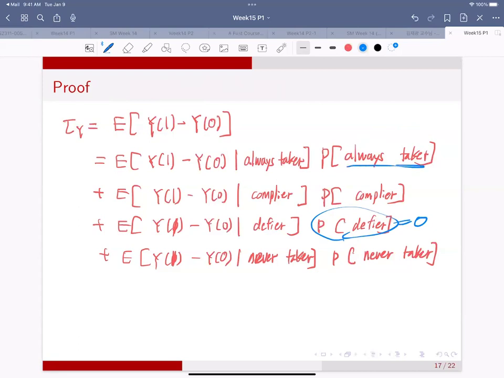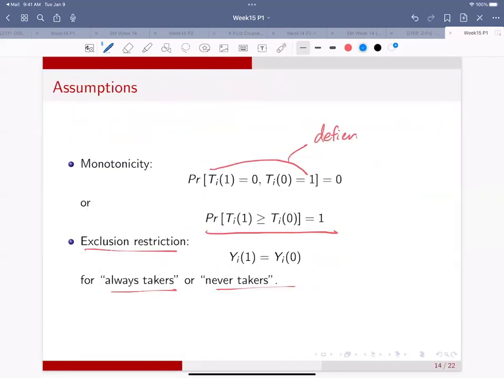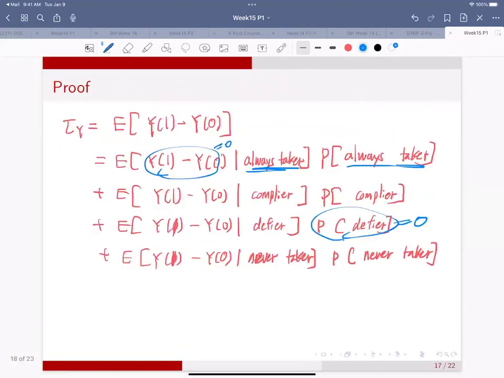For always takers, these two are equal. That is the exclusion restriction. The exclusion restriction says that always takers and never takers have the same potential outcome regardless of assignment. So the first and fourth lines are also 0. We only have the second line, and that means we have tau C times the probability of a complier.